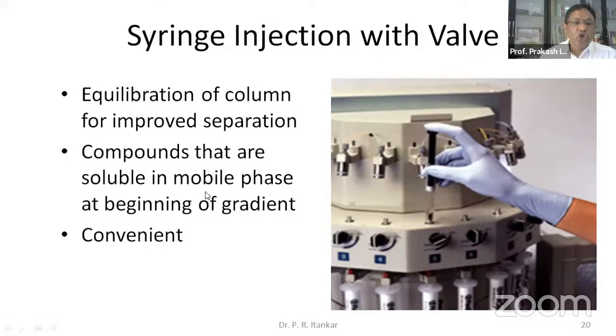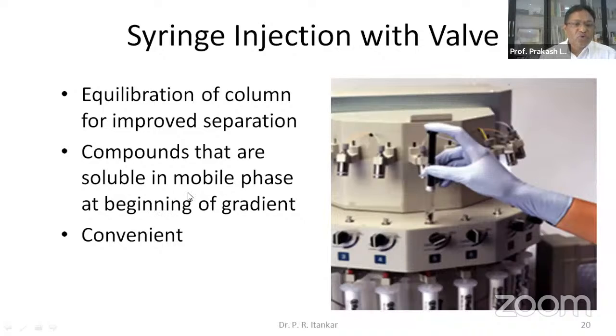Compounds that are soluble in the mobile phase are taken at the beginning of the gradient. What this picture is showing is that if you have a liquid sample, you can directly inject it on the top of the column. There is an integrated pipeline and valve system inside, which takes the solvents from the bottles through the gradient pumps, and then it mixes along with the sample and carries that sample on top of the column, and then the separation is desired.